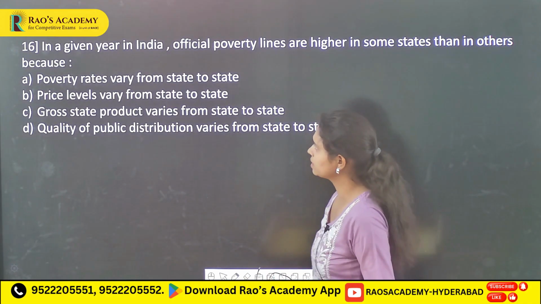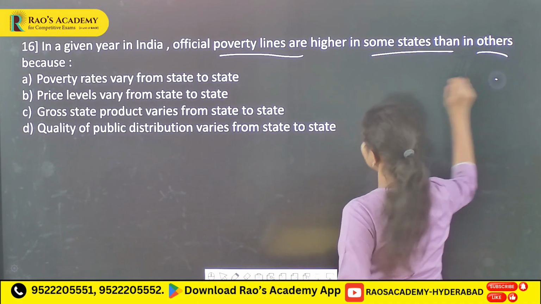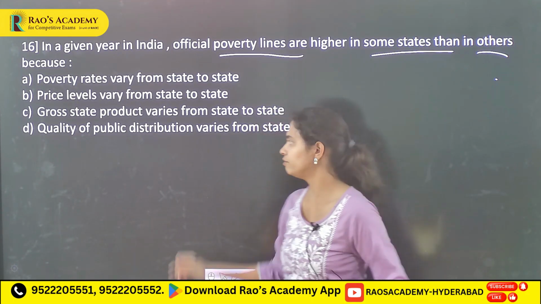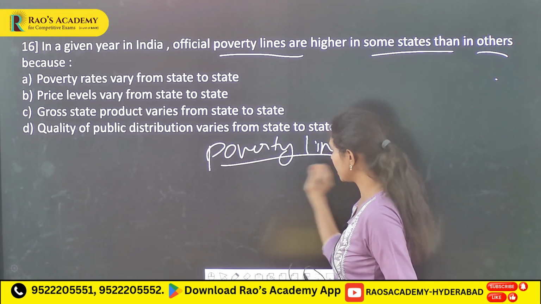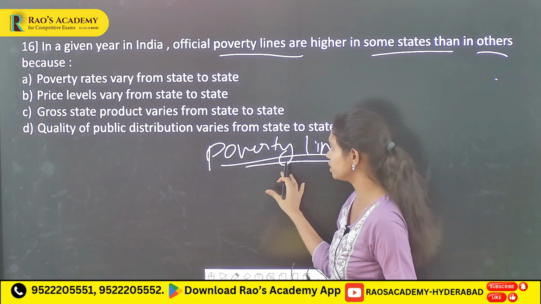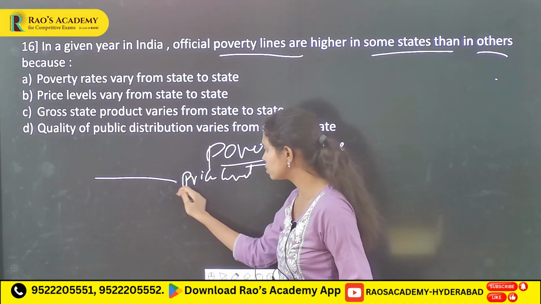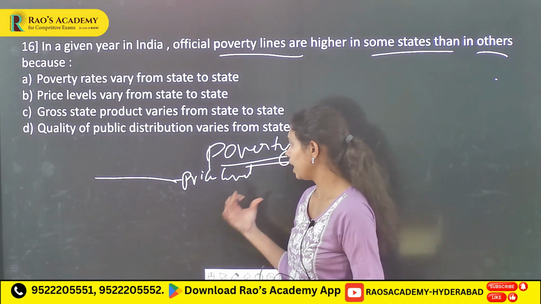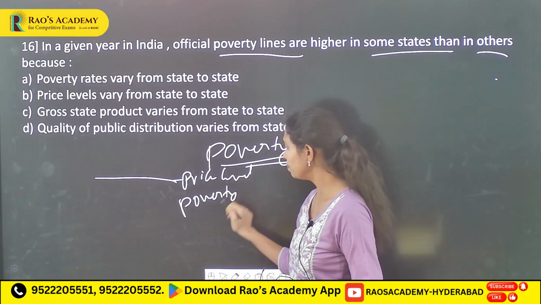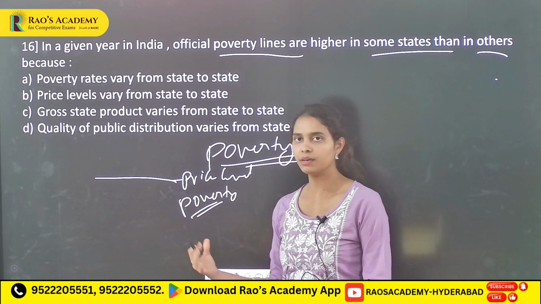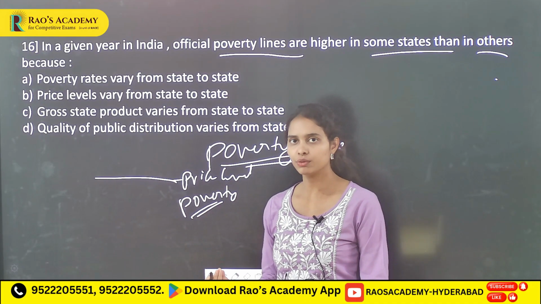The next one is, in a given year in India, official poverty lines are higher in some states than in other states. Usually if you see the poverty line, what do you mean by this particular term? Poverty line actually refers to a particular price level, and whosoever earns or spends an amount below this price level is considered poor or impoverished, or living in poverty. That means they were lagging behind on the basic needs, that means food, clothing as well as shelter.